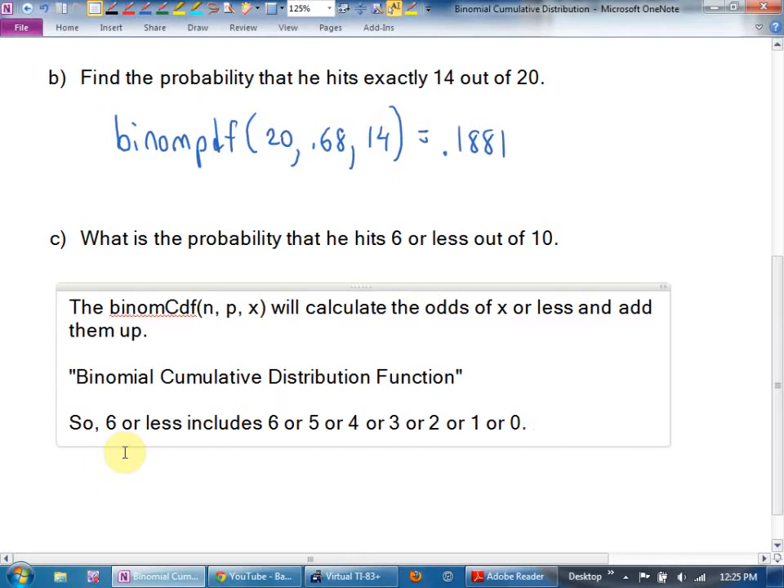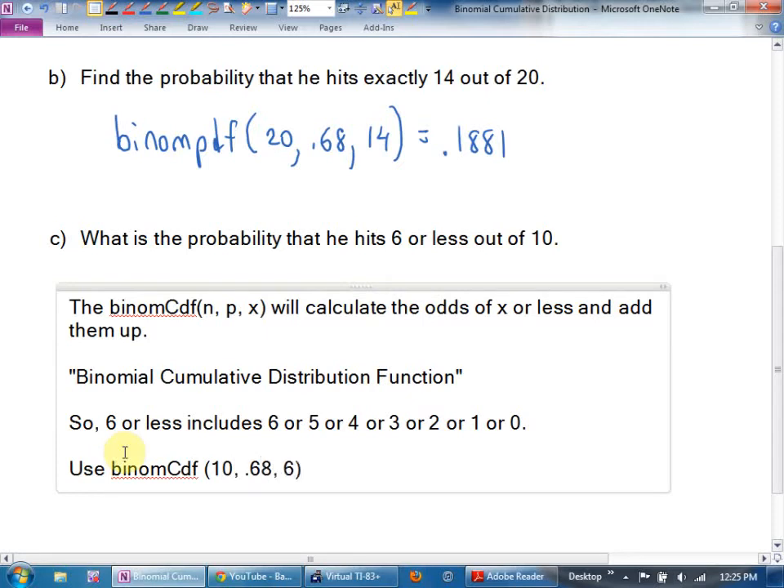Or use binomcdf. And once again, I'll capitalize the C so it stands out. CDF of 10 trials. What was the odds of success? 0.68, comma. Using the C, that will calculate 6 or 5 or 4 or 3 or 2 or 1 or 0 and add them up for me. So what are the odds of him going 6 or less? 0.404? Give it to me to four decimal places, please. 0.4044? Anybody else? Double check. Yes? Oh, I'm typing, so why not? 0.4044.